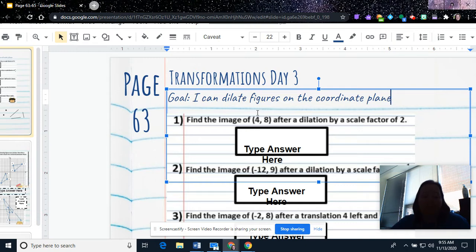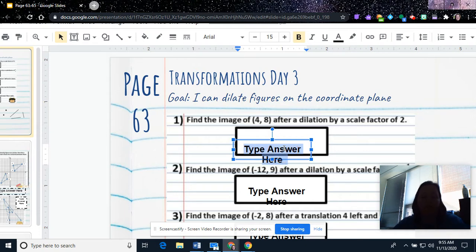If we have the ordered pair 4, 8, and we are going to dilate it by a scale factor of 2, basically whatever the scale factor is, you're going to take your x coordinate and your y coordinate and multiply by your scale factor. So the work for this, and I do want you to type it into your notes, but when you're doing things on your worksheet later on this week, you don't need to put 4 times 2 and 8 times 2 in parentheses. But I do want it on your notebook page so you'll remember when you look back how you found your new coordinates.